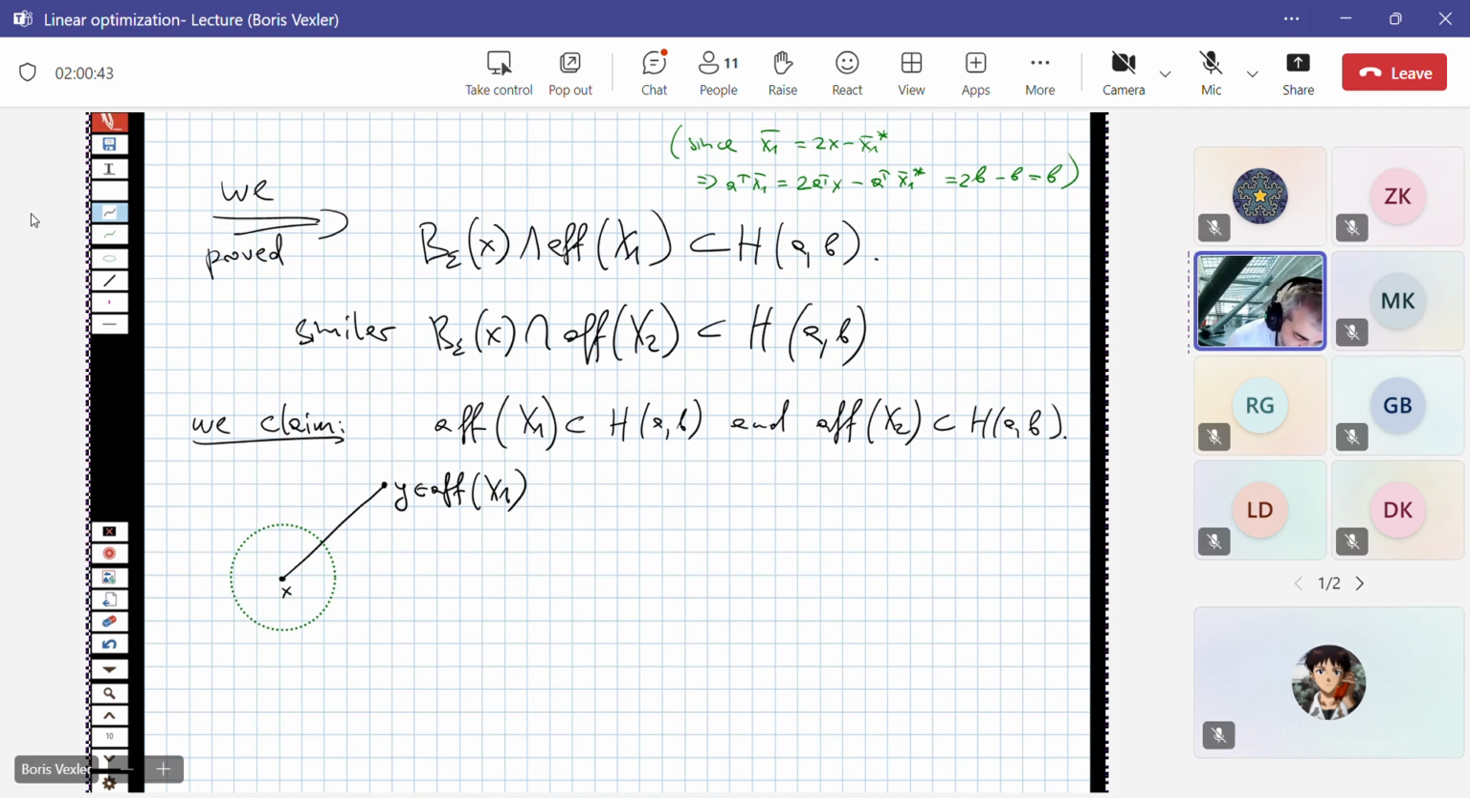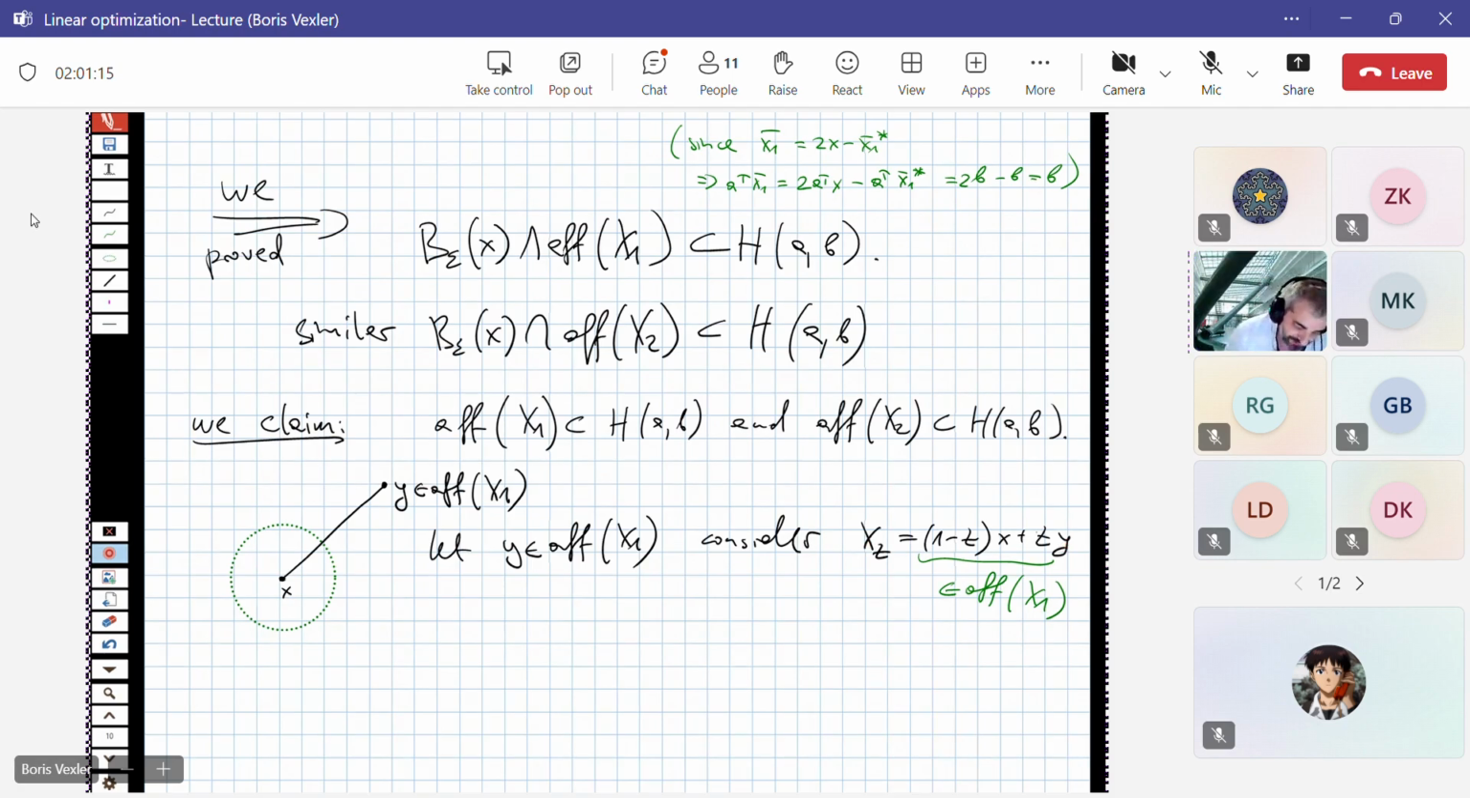Let Y be in the affine hull of X1. We consider X_t, which is (1 minus t) times X plus t times Y. Of course, this X_t is an element of the affine hull of X1, since this is an affine combination: X is in the affine hull, Y is in the affine hull, so X_t is in the affine hull. For t equal to 0, we get X_0 is just X, and it is in the hyperplane.